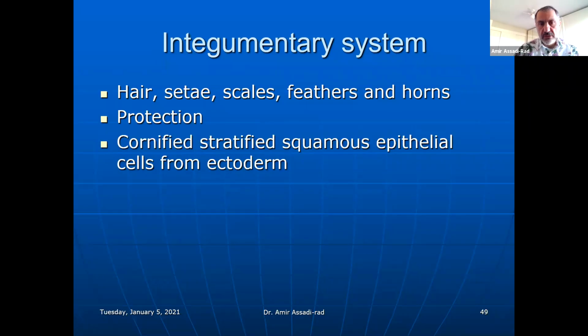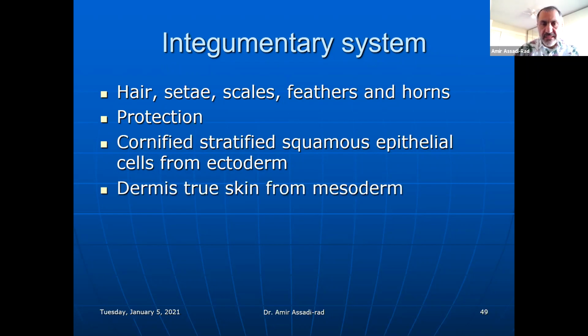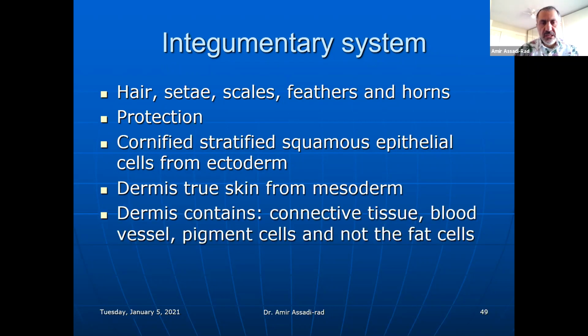It comes from ectoderm. You don't know what ectoderm is. Do not worry about it. I will not ask anything about it. But for the next exam, then definitely you should know what that sentence means. And the dermis is the true skin, which comes from mesoderm, which we'll talk about later. What is mesoderm? Okay, that term right here.